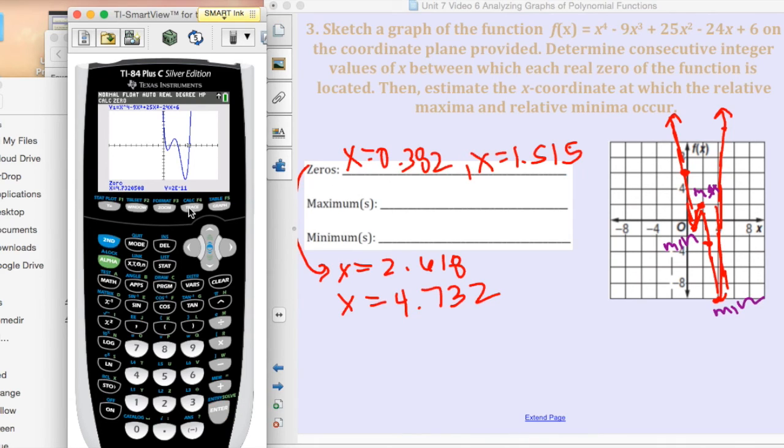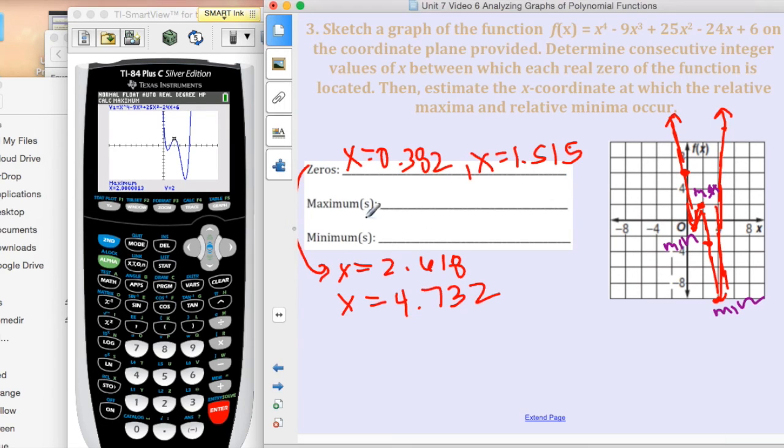So second calc, max is number 4, so I need to be to the left of it. Right now I'm here, I got to move all the way over to that point. Enter, going to the right, enter, enter again, and there's our max. If you wanted to, you could write the ordered pairs. It's only asking for the x coordinate, but really your max is at 2.000. They're really trying to say 2, 2. But all you need to write is x is equal to 2.